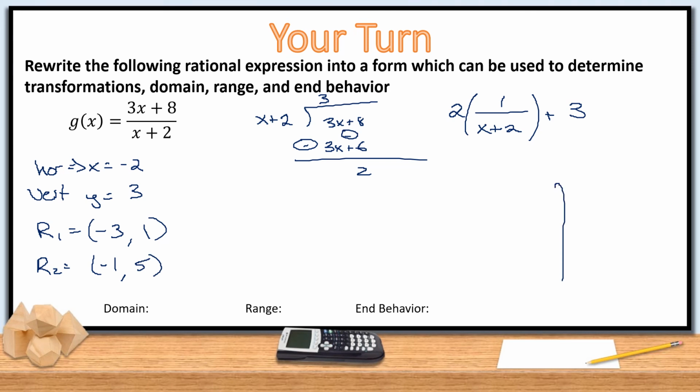So just a quick sketch of what I'm expecting here. -2 for the vertical, 3 for the horizontal. Got a reference point at -3, 1. And then I've got another one at -1, 5. All right, so it's going to come down and around.